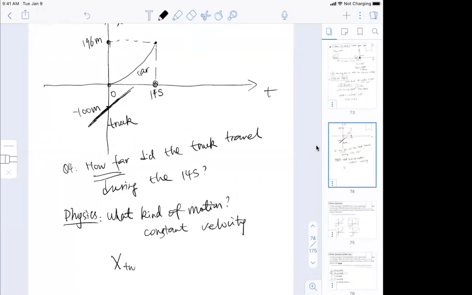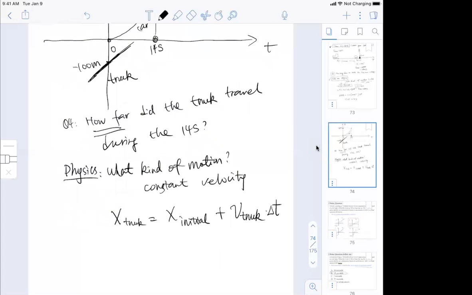So the position of the truck is the initial position of the truck plus velocity of the truck times time. Okay, you remember that is the equation I have showed you previously. There are two ways you can do this. You can say, how far is simply asking how far it went, so the total distance it traveled is x final.